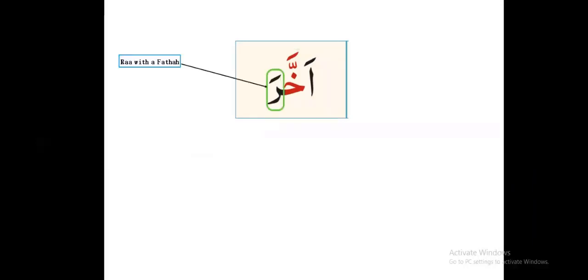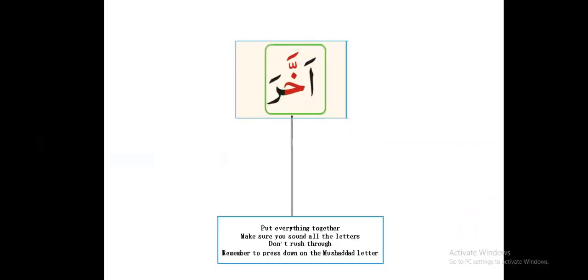And then at the end, you have a ra with a fatha, ra. Now all together, you have to put everything together by making sure that you sound all the letters, not rushing through them, and also making sure that you press down on the mushaddad letter, which is kha.